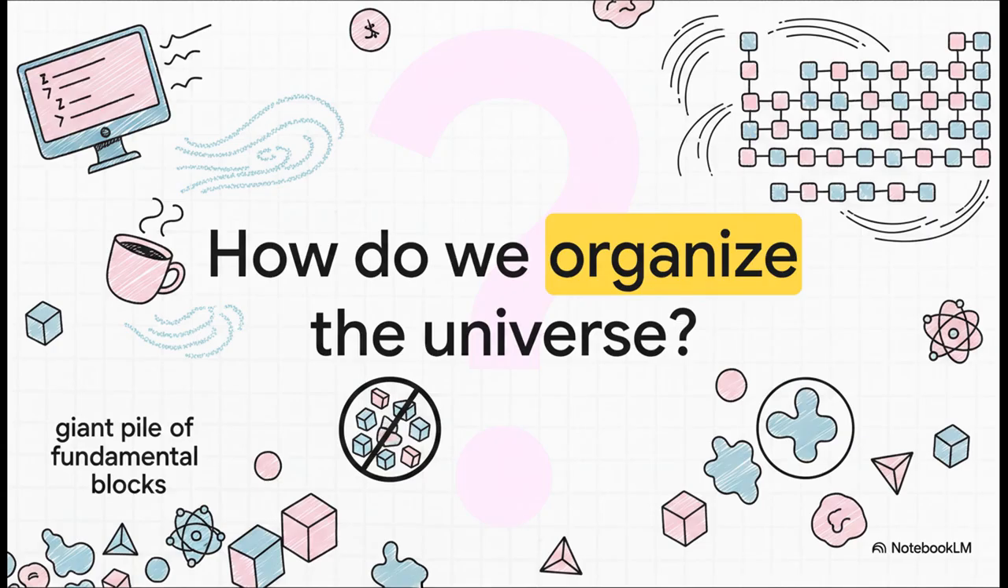Seriously, how do you organize the universe? When you think about it, everything around us, from the device you're listening on right now, to the air you're breathing, to the coffee in your cup, it's all made of fundamental building blocks. But if you just have a giant random pile of fundamental building blocks, you just have chaos. So how do we actually make sense of it all?